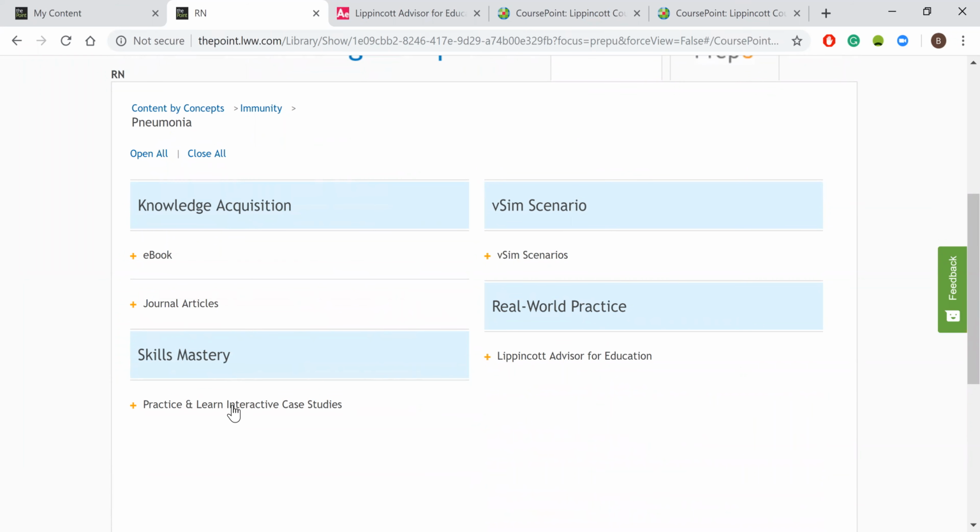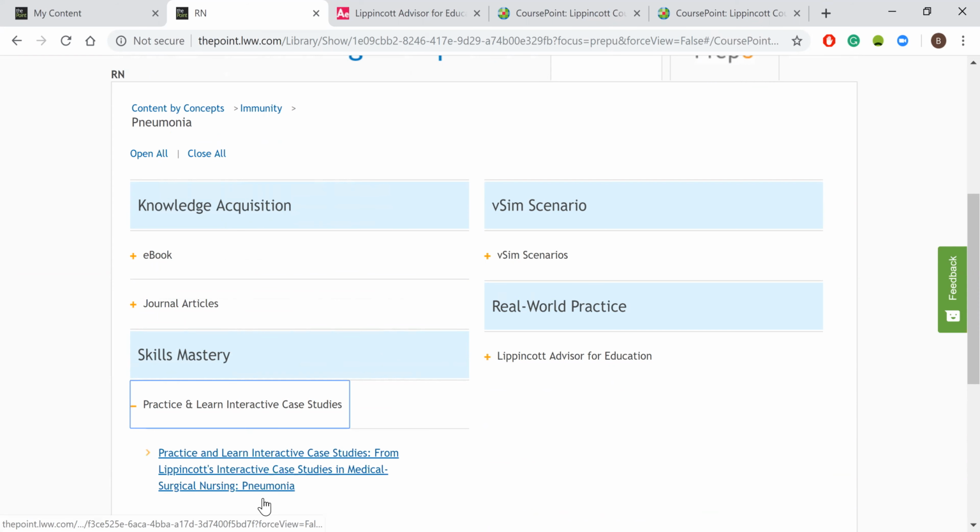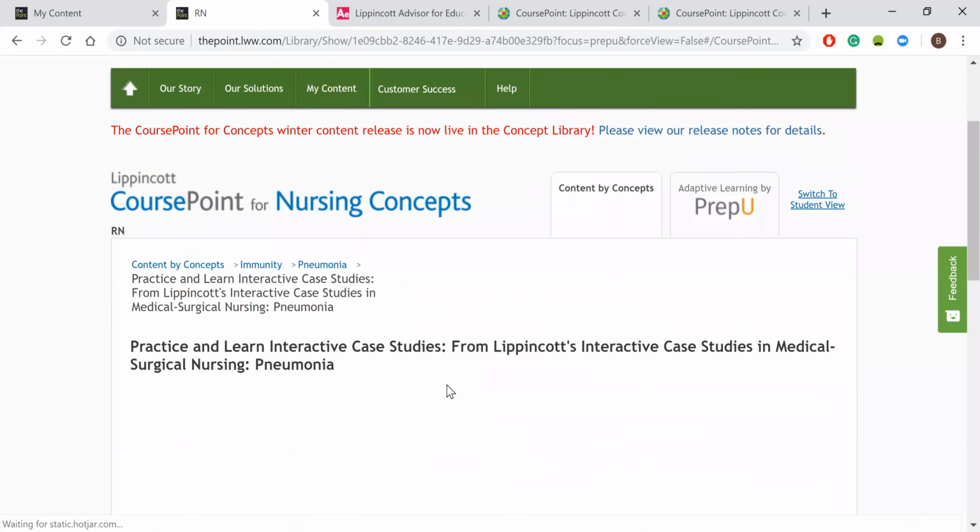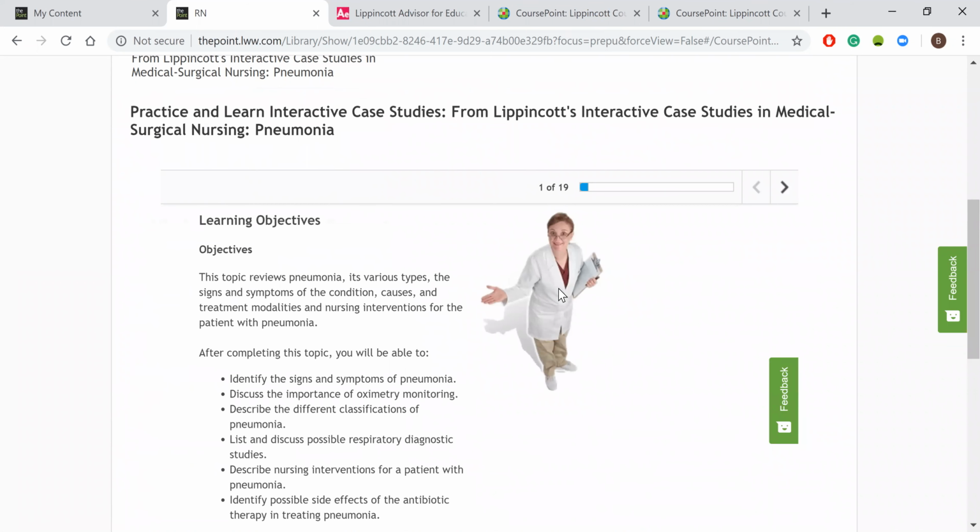Here's a practice and learn interactive case study. So here's one on pneumonia right out of your book. So you launch it. There's your objectives. There's 19 questions. You go through it, and they're going to ask you about antibiotic therapy, respiratory diagnostic studies, signs and symptoms. So that will help you understand pneumonia. Does that make sense, guys? Yes. So you shouldn't have to go all over the place. You have the resources there. This is very comprehensive. But these case studies definitely help you put those pieces together.